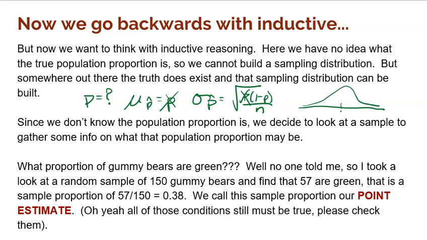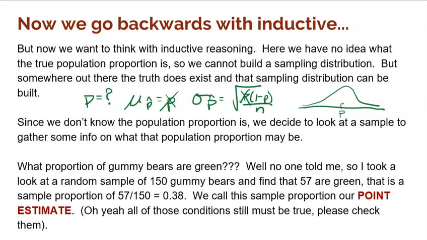Somewhere out there, the truth does exist. The truth is out there. So the sampling distribution can be built. I just can't build it right now because I don't know what the truth is. All right, so we don't know the population proportion.